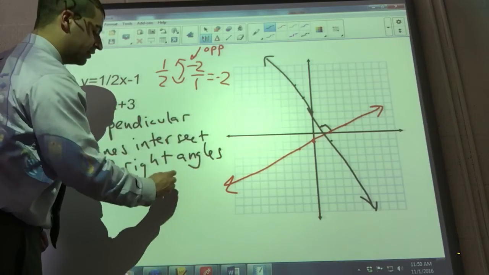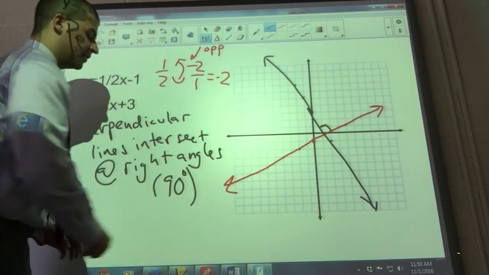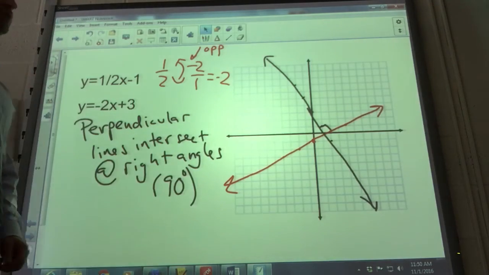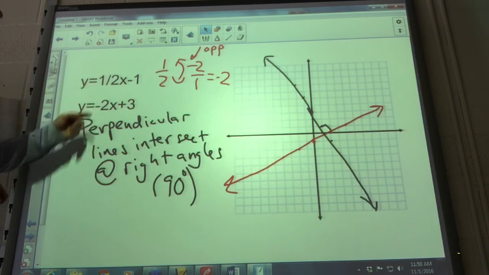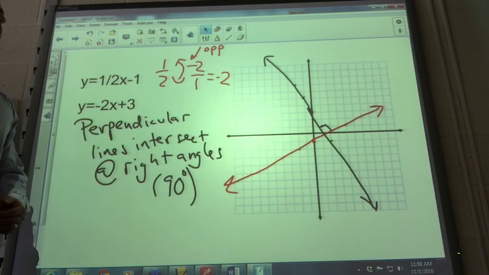And just so you remember, a right angle is a 90-degree angle. It's great for geometry, will come up again in geometry, but for the context of our class, being able to identify, based on the slope and sometimes the y-intercept, whether you have parallel or perpendicular lines.